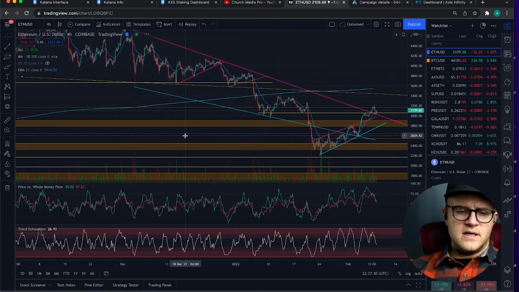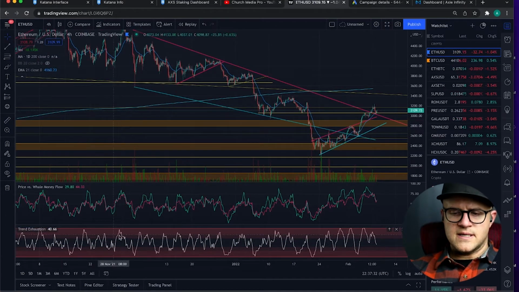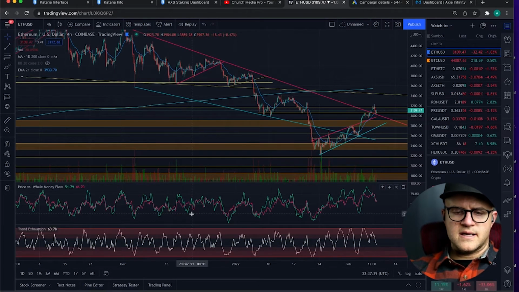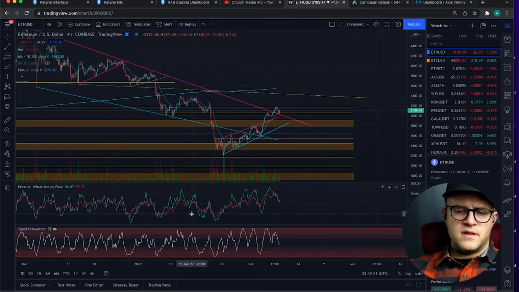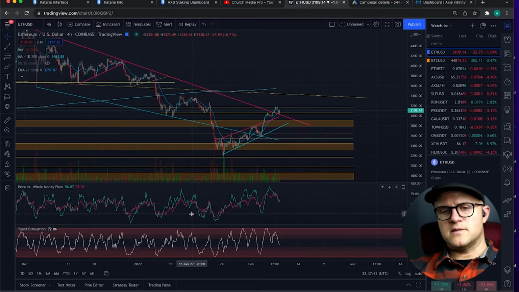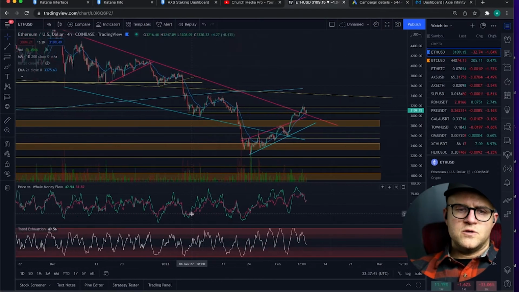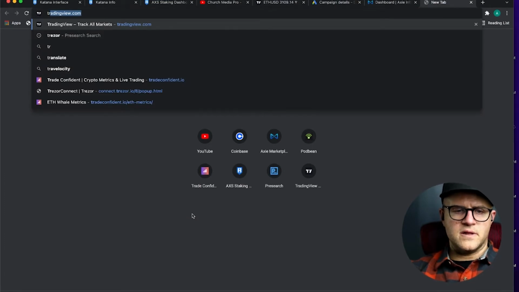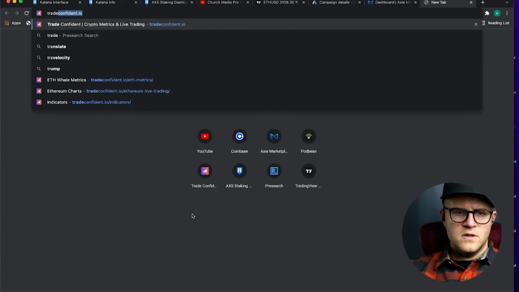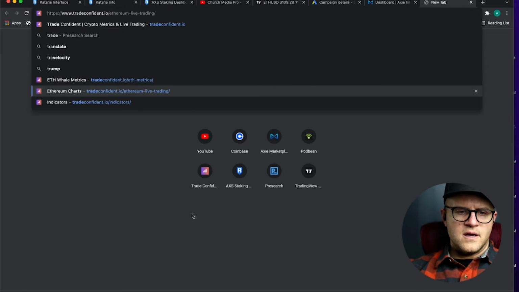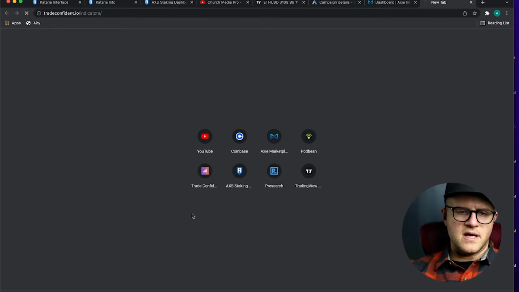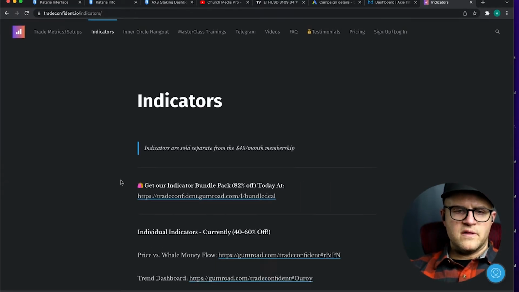And if you look down here, see down here we have the trend exhaustion, and here is the price versus whale money flow, and these are the two things that come with it if you purchase them separately, guys. So I do have a membership to tradeconfident.com. Let's go over there real quick. Trade Confident. I'm not going to show you the Ethereum charts because it is behind the paywall. I don't want to reveal that.